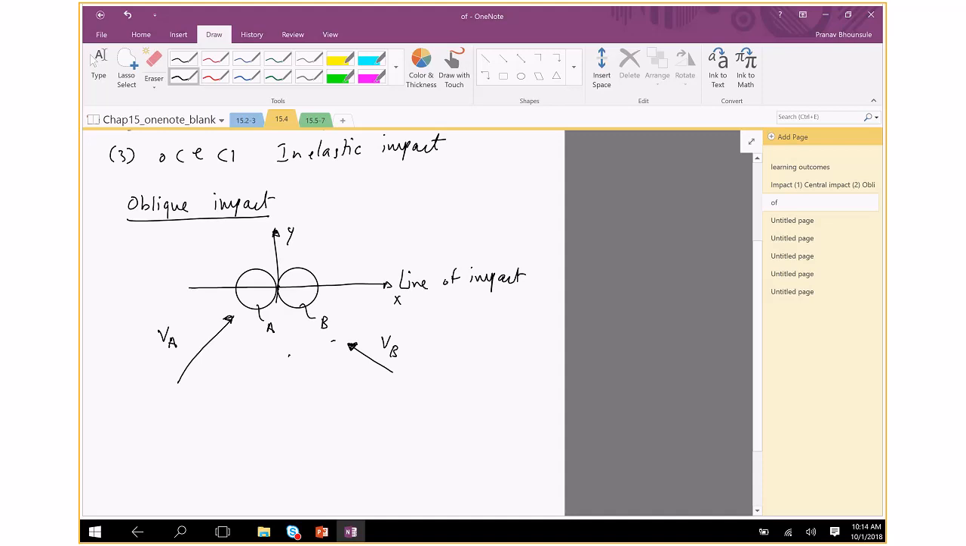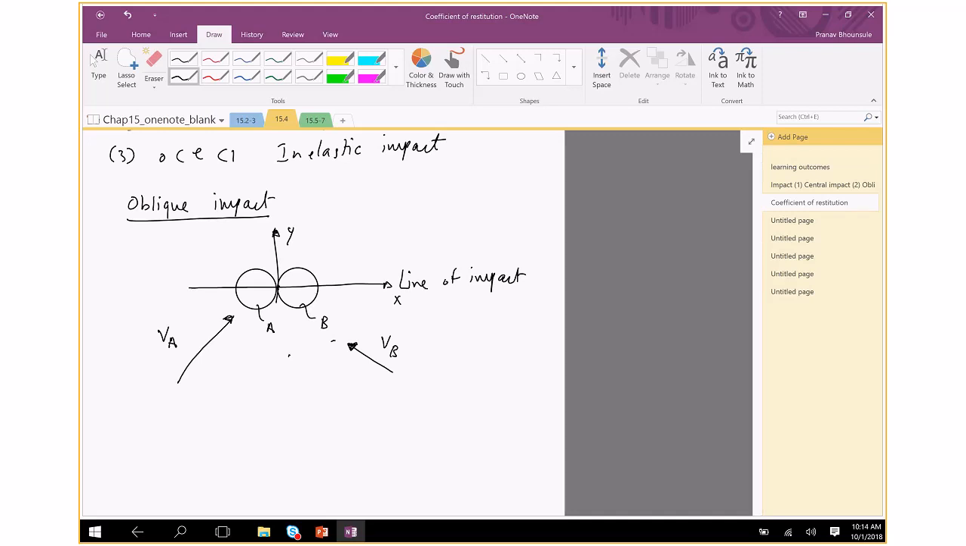Okay, an example of a central impact is people going on the wrong side of the interstate, a head-on collision. An oblique impact is more like when you see people breaking a stop sign. It's less severe, but it still can be catastrophic. So how do we analyze this situation?